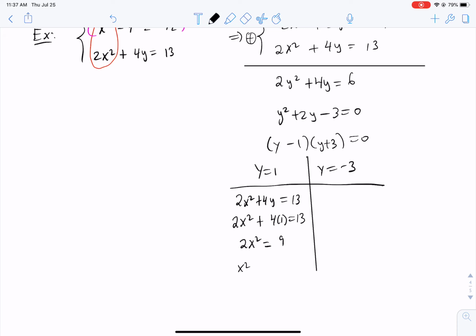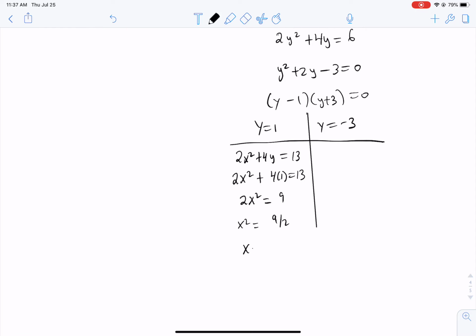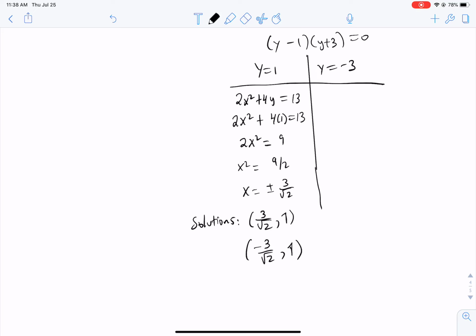And now we divide both sides by 2, so we have x squared equals 9 over 2. And then we take the square root of both sides. We get plus and minus. So we have x equals plus and minus 3 over the square root of 2. And you can rationalize it if you want to. So here are the solutions for the left side. x can be positive 3 over radical 2, but y will have to be 1. Or we can have negative 3 over radical 2, and y still has to be 1. So you can put them together if you want to. You can put plus and minus together, right?